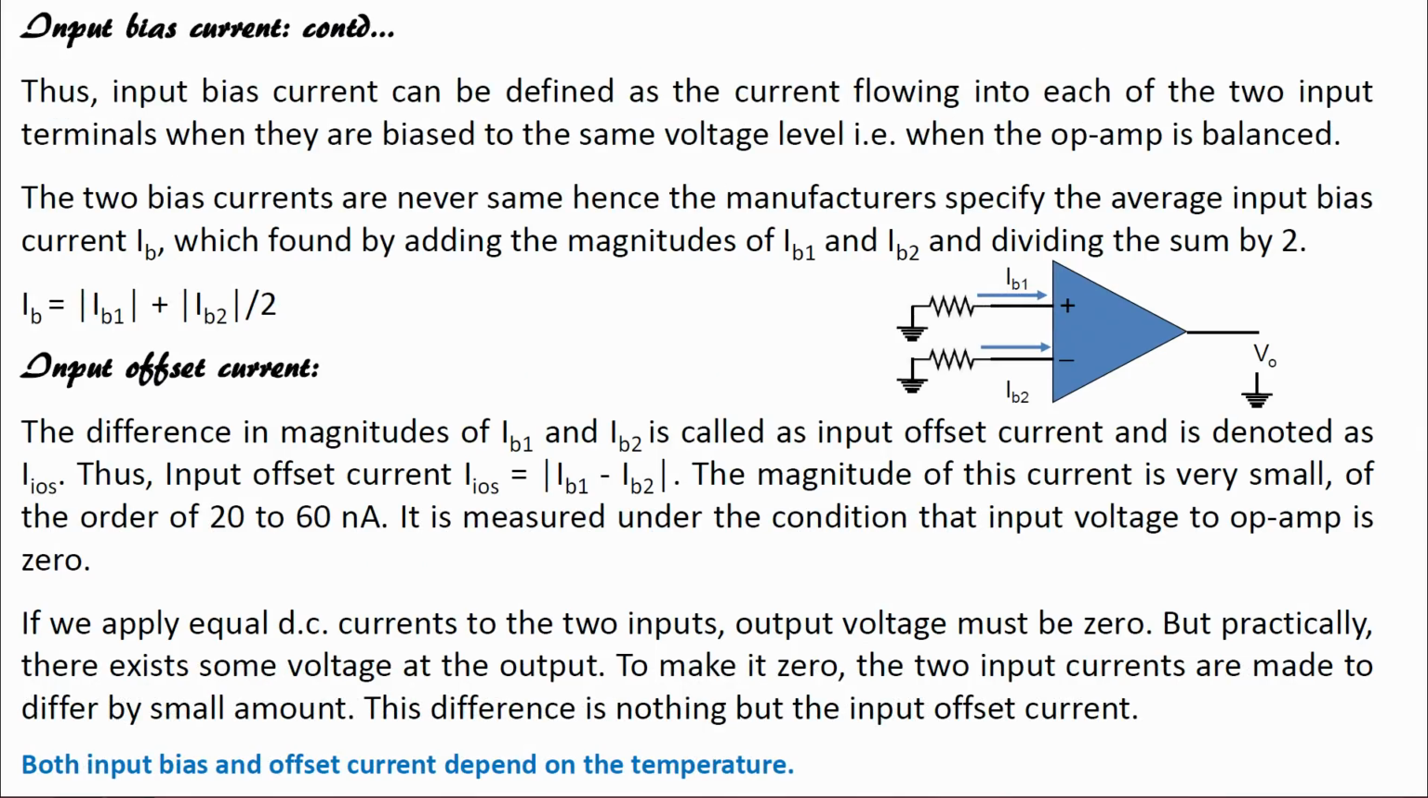So, how is input bias current measured? The input bias current is measured by using this formula, where IB equals mod of IB1 plus mod of IB2, divided by 2. Input offset current is the difference in the magnitudes of input bias currents IB1 and IB2, denoted by IOS equals mod of IB1 minus IB2. One very important point to remember is that both input bias and offset current depend on the temperature. If you change the temperature, you will find that the input bias and offset current also change.